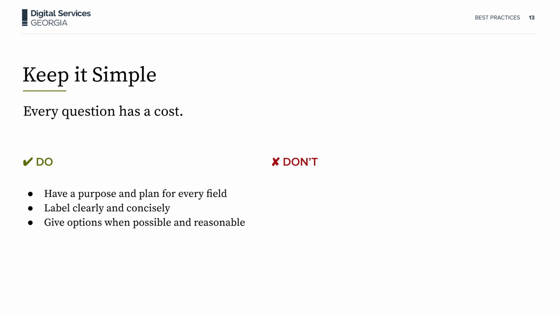You do want to make sure that you have a purpose and a plan for every field. You want to label everything clearly and concisely. So, for example, if you're asking for their personal contact information, and if it's very clear that that's what you're asking for, then you don't need to say your name, your email address. Simplify it as much as possible. Make it as quick and easy to scan as you can. Name, phone, email. Very quick and to the point. And then when possible and reasonable, give them options. And I'll talk more about that later.